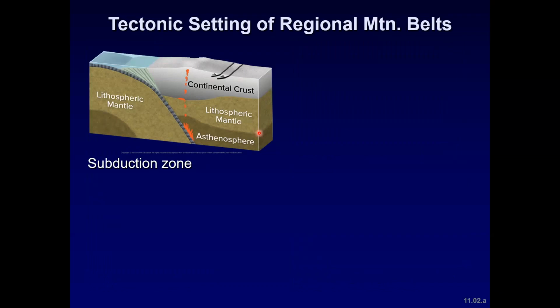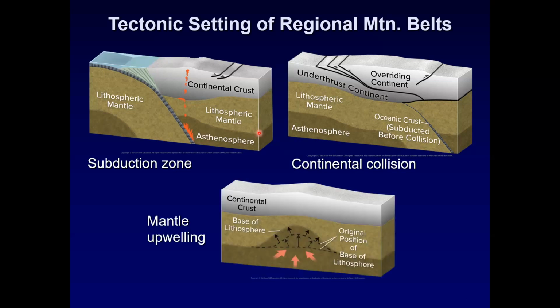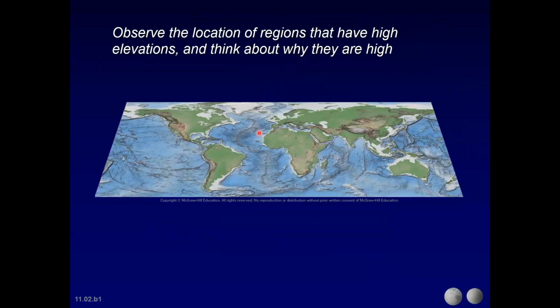Okay. So the tectonic setting of regional mountain belts. We see these often at subduction zones. Convergent margins are high because the crust is thickened by magmatic additions and crustal shortening. So regional mountain belts also occur in continental collisions. Those are high due to increasing crustal thickness as one continent is shoved beneath another. And then with mantle upwelling, a dense mantle can be heated by or replaced by upwelling of a less dense asthenosphere. We'll look here at the location of regions that have high elevations and think about why they're high in elevation.